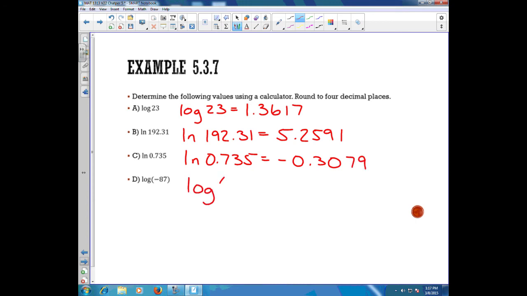And then the log of negative 87. If you plug in log negative 87 to your calculator, likely you're going to get some kind of error. Remember, you cannot take the log of negative values. That graph doesn't exist past x equals 0. So this just doesn't have a solution. There is no value for log of negative 87. Keep that in mind. You cannot take the log of a negative number.